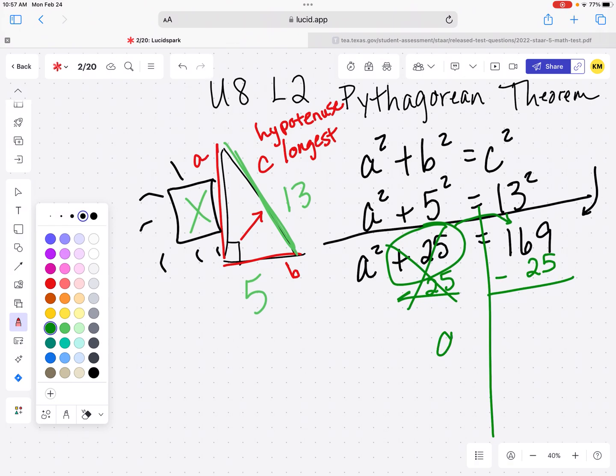So I'm left with a squared over here. Well, we've got to subtract this. Use your calculator or do it by hand. And we get 144.